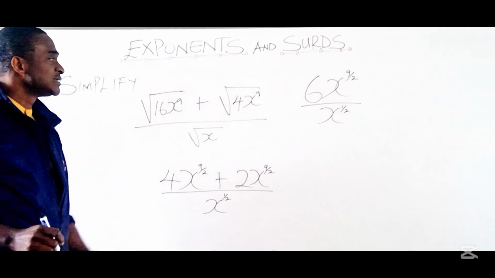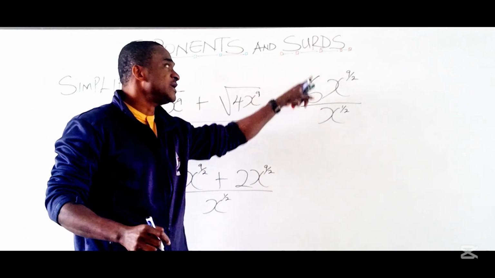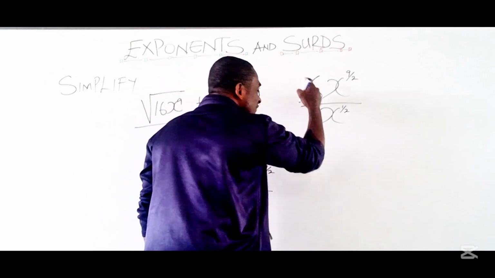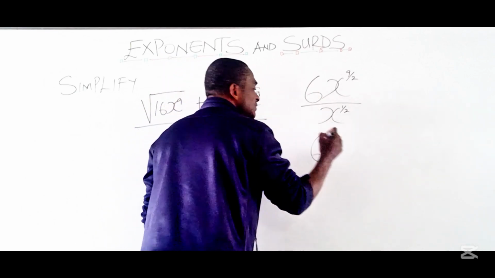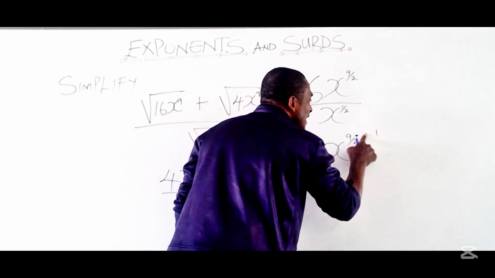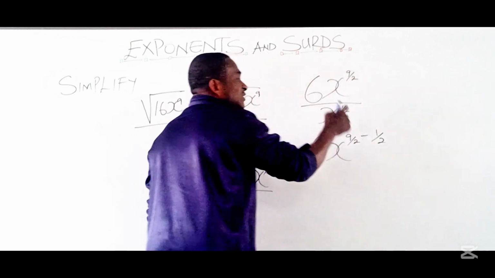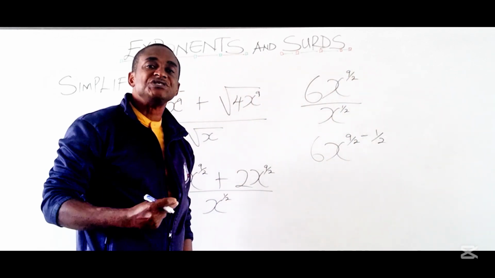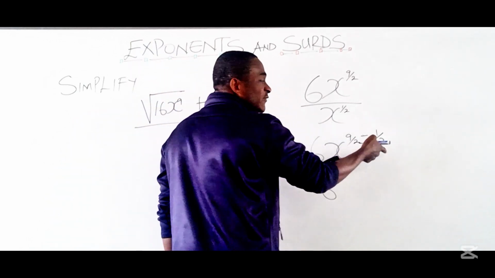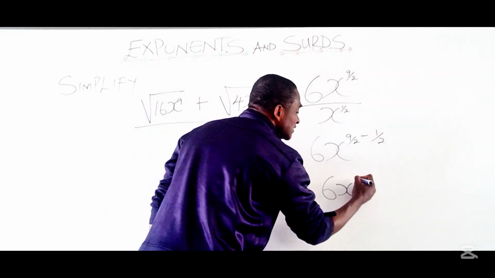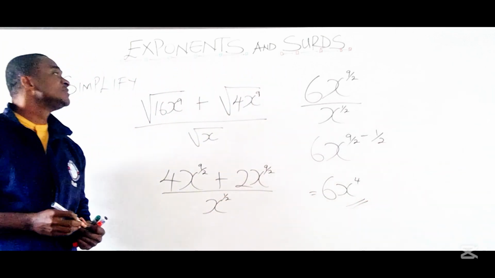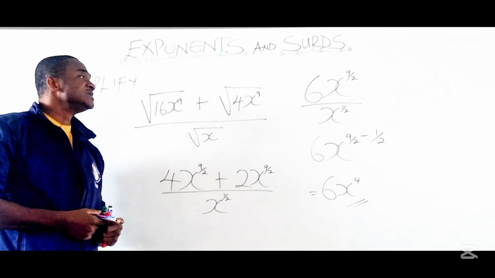Now, what do we do next? We apply the laws of exponents as it tends to division, because that's what we have here. So we have 6, which is not an exponent, then x to the power of 9/2 minus 1/2. Division says subtract the exponents if they share the same base. Now 9/2 is 4.5 minus half. So we have 6x to the power of 4 as our answer. So this is how we simplify exponents involving surds.